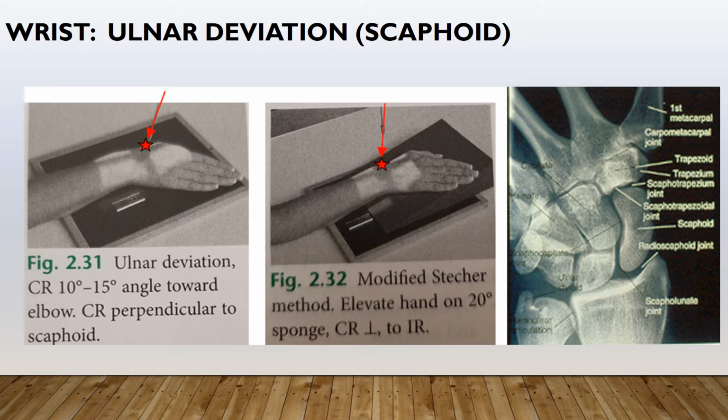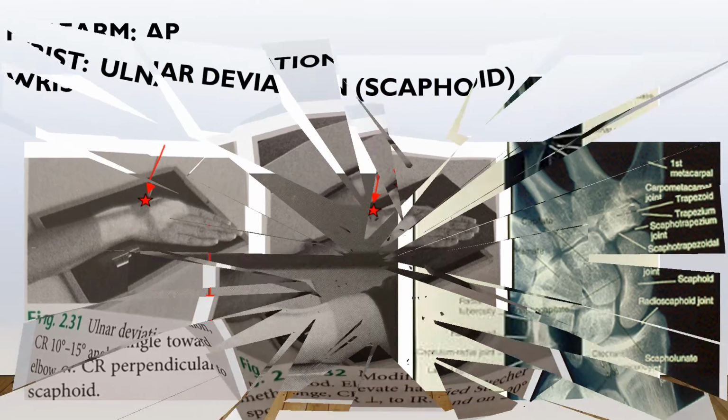So where your thumb comes out is the radial side. The opposite bone is going to be the ulnar side. My center ray is going to be 10 to 15 degrees toward the elbow. And I'm going to collimate down to just the carpal bones. What this does is it elongates the navicular scaphoid so that we can see it much better. It's not rounded off, it's elongated. And then the second picture is a modified version where we are going to elevate the hand 20 degrees and the center ray is going to be perpendicular to the image receptor.